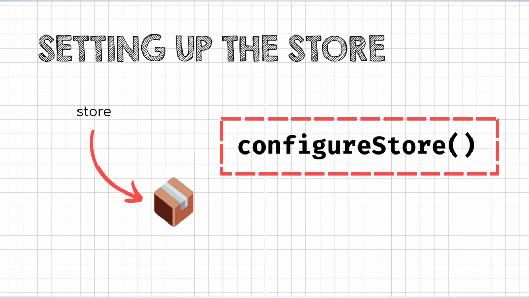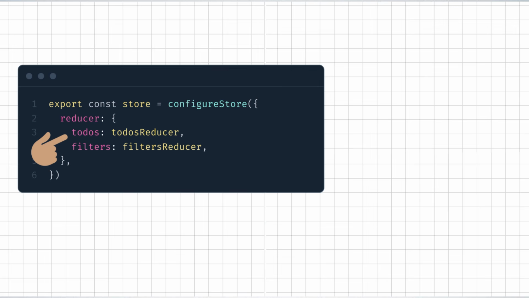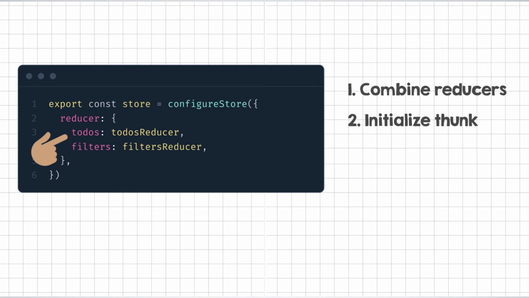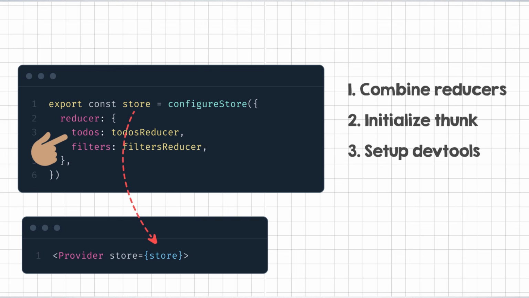Let's start with the first step, that is setting up the Redux store. For this purpose, Redux Toolkit provides us with a function called configureStore. It is invoked like so, and it takes reducer slices as one of its inputs. We will look into what those are in a moment. When this function is called, it also does several things in the background, like call combineReducers, initialize the Redux Thunk middleware, and set up Redux DevTools. It returns us a store object that can be passed to our Provider. All this with a single function call.